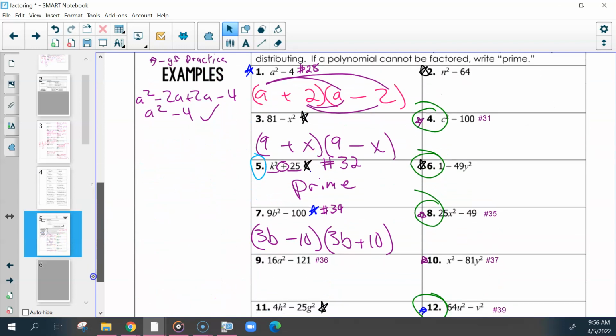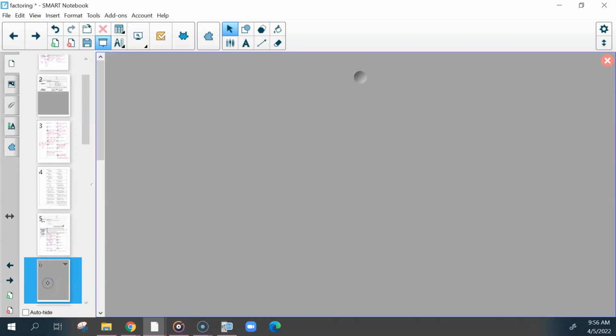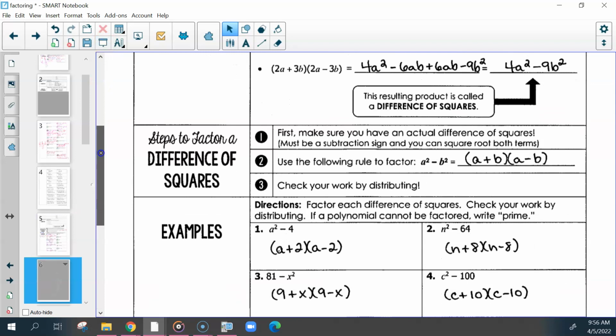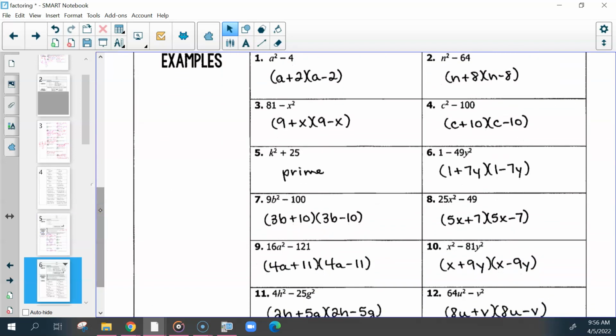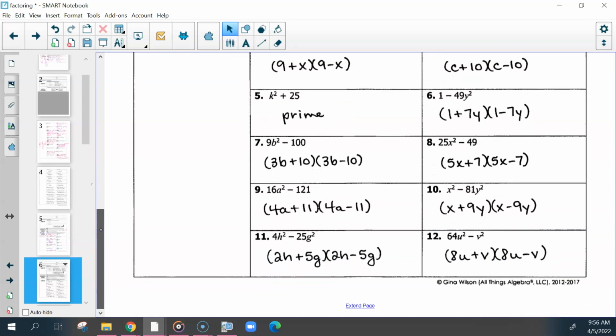Number 4 for difference of squares was c plus 10, c minus 10. 6 was 1 plus 7y, 1 minus 7y. And the order does not matter. 8 was 5x plus 7, 5x minus 7. And 12 was 8u plus b, 8u minus b. Questions on those 4?